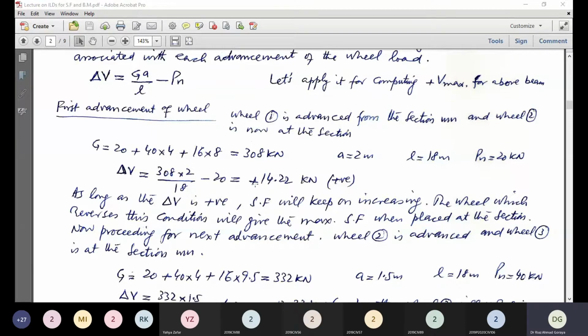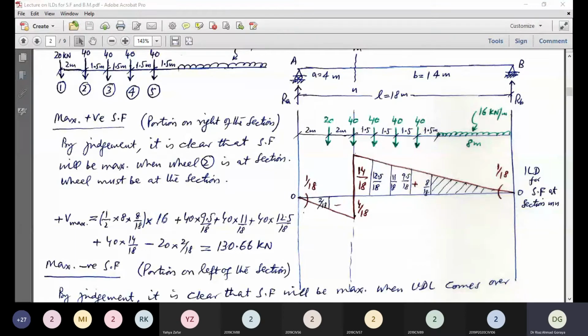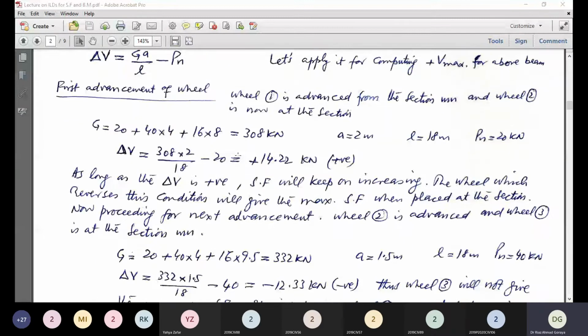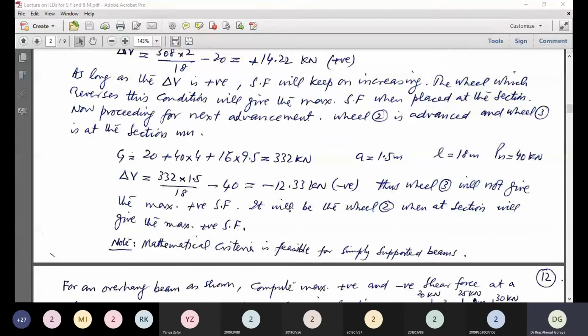Now proceeding for the next advancement, wheel 2 is advanced and wheel 3 is at the section Mn. So Pn is 40. The advancement distance A is 1.5 meter. So wheel 3 is at the section. Now this 8 will be 9.5. In this case, the load will be 20 plus 40 into 4 plus 16 into 9.5, that is 332 kilonewton. A is 1.5, L is 18 meter. Pn is now 40 kilonewton. Now the change in shear force is 332 into 1.5 over 18 minus 40. That is negative now, minus 12.33. Thus, wheel 3 will not give the maximum positive shear force.